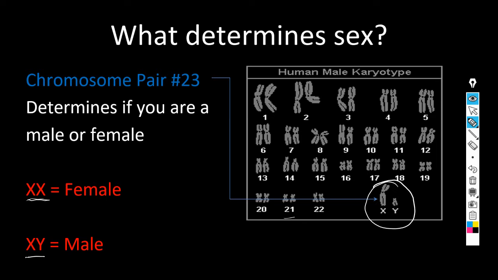And so this karyotype, since it has XY for its chromosome pair number 23, that tells us that this is a male. We could further describe this karyotype by looking at the 21st pair and saying that this is a normal male. So that's what our focus is going to be as far as sex-linked traits, is we're looking at traits that are inherited on that 23rd pair of chromosomes.